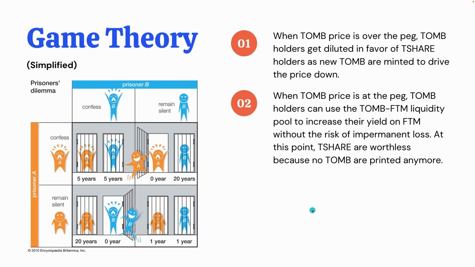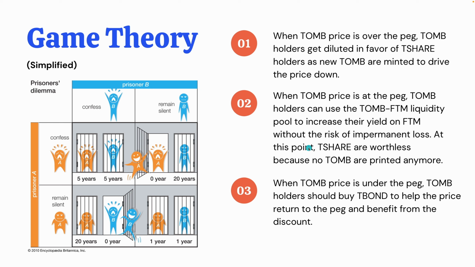The problem at this moment in time is that the T-Share is worthless because they do not print any Tomb anymore, because it's waiting for Tomb to reach back the same value as Phantom. And here is where the last piece comes into play. When the Tomb price is under the peg, Tomb holders should buy T-Bond to help the price return to the peg and benefit from the discount. So at this time you can buy T-Bond, and after the peg is again above 1, you can sell these T-Bonds and get Tomb as a reward.